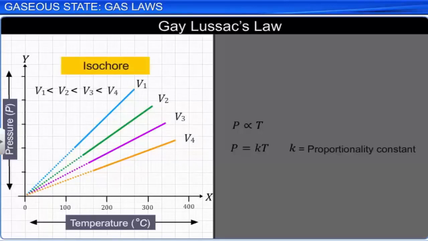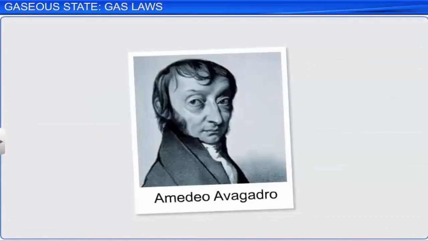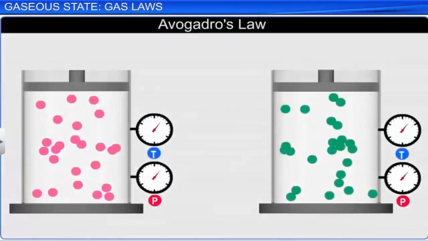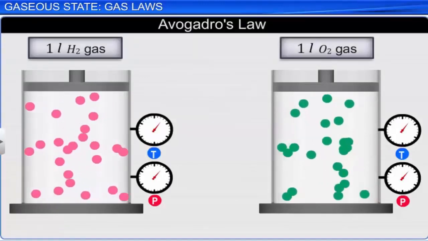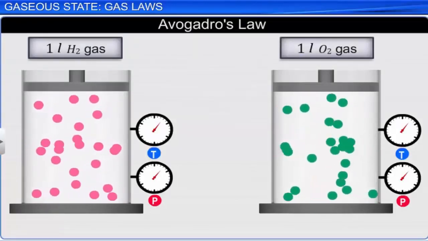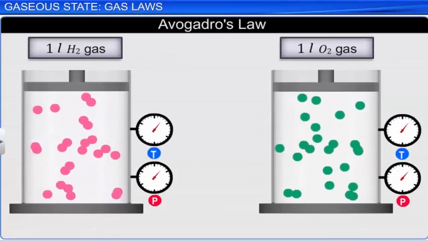The fourth gas law is Avogadro's law. In 1811, Italian chemist Amedeo Avogadro stated that at same temperature and pressure, equal volumes of gases contain same number of molecules, irrespective of their chemical and physical properties. For example, consider 1 liter of hydrogen gas and 1 liter of oxygen gas. Then, according to Avogadro's law, at same temperature and pressure, both 1 liter of hydrogen and oxygen contain equal number of molecules.